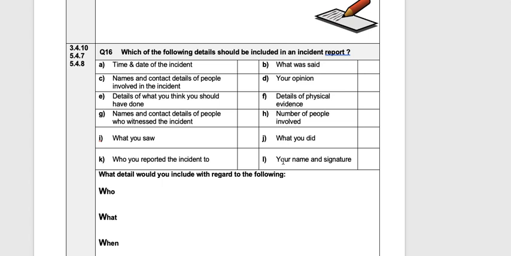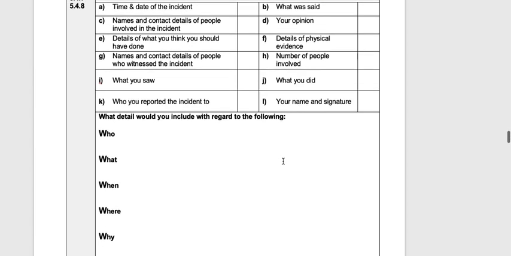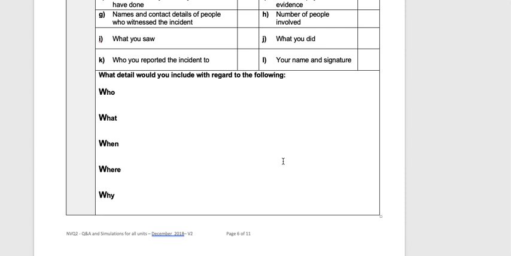What you can't put in there is your opinions. This happened because I believe this. That is not important. That is what's known as hearsay. You need to put in there the facts, okay? And how do you write an incident report? Who, what, when, where, and why.